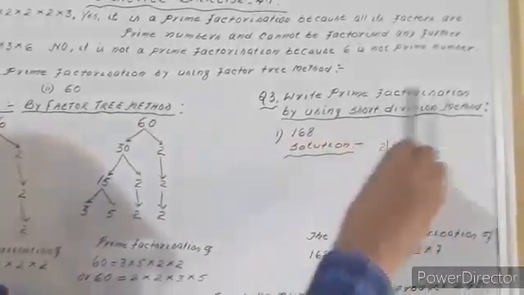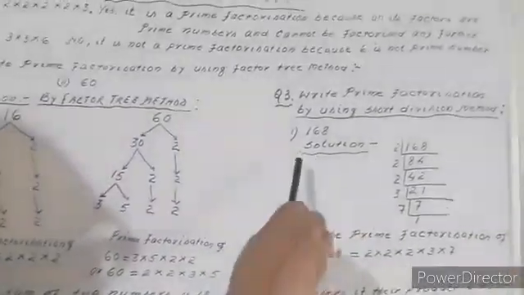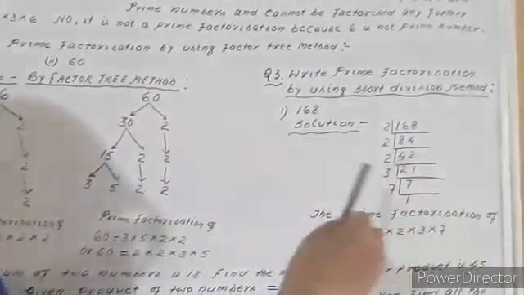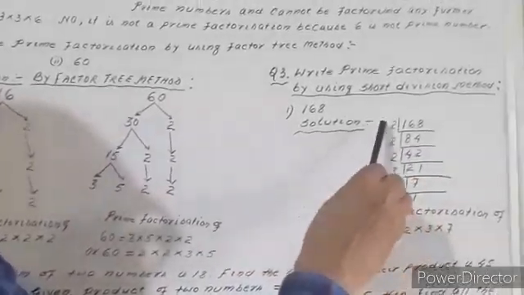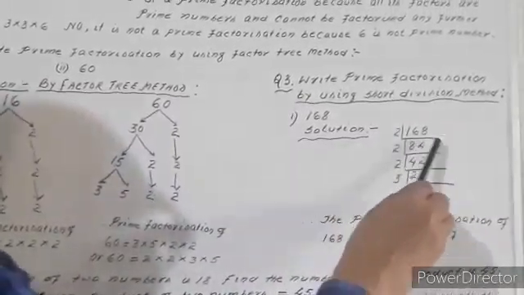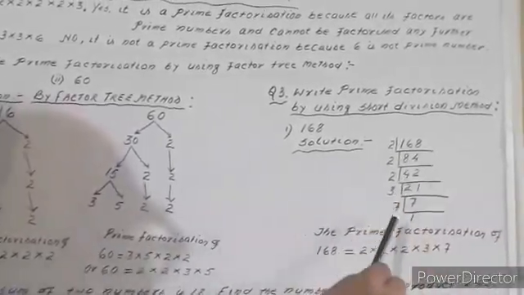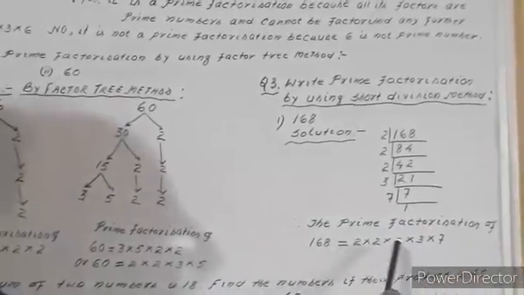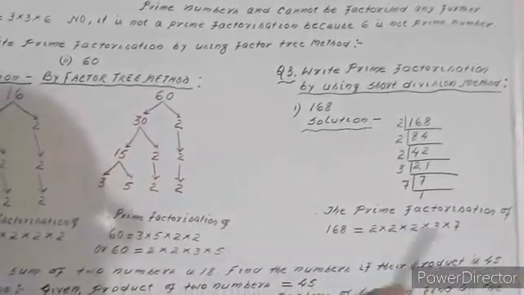Write the prime factorization by using the short division method. I have taught you in the previous class how to determine it by the short division method. So you take 168 as it is and go on determining its prime factors by dividing. With 2: 2 fours are 8, so 84; 2 twos are 4, so 42; 2 ones are 2, so 21; 3 sevens are 21 and 7 ones are 7. So the prime factorization of 168 is 2 into 2 into 2 into 3 into 7.